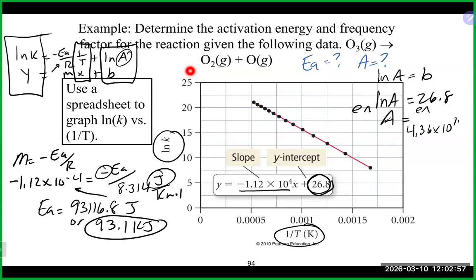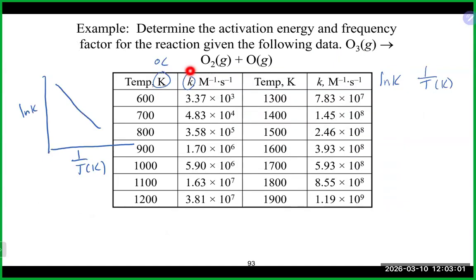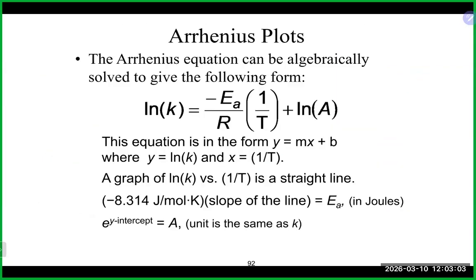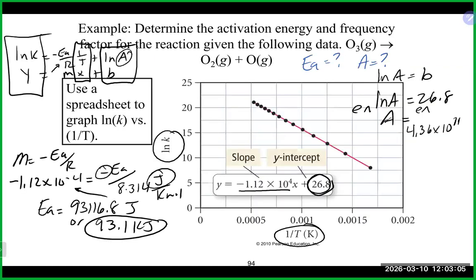Now, people often ask what the units are that are associated. Yeah. This part here? How we got that? Is that what you're asking?